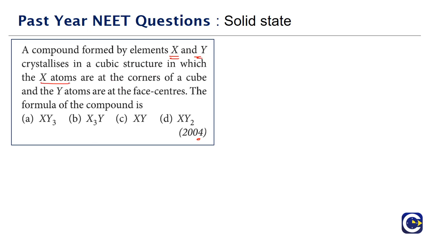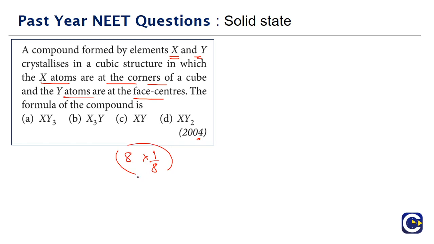The atoms of X are at the corners. So where are the atoms of X? Atoms of X are at the corners, which means 8 corners will be there. Each corner, what is the contribution? 1 by 8. Okay.